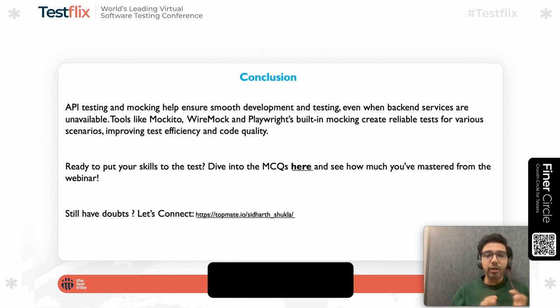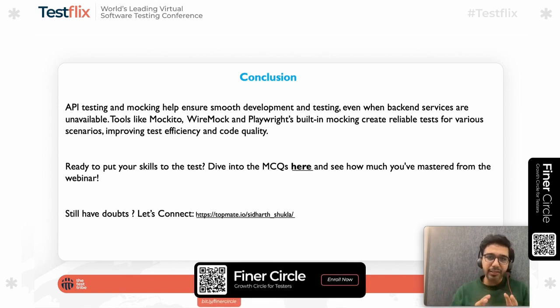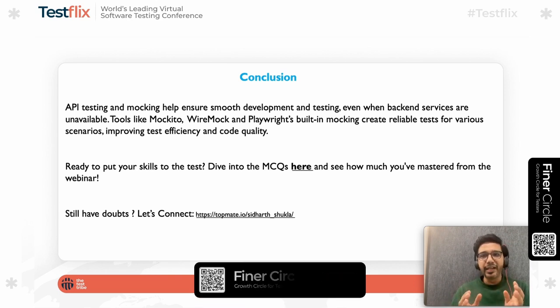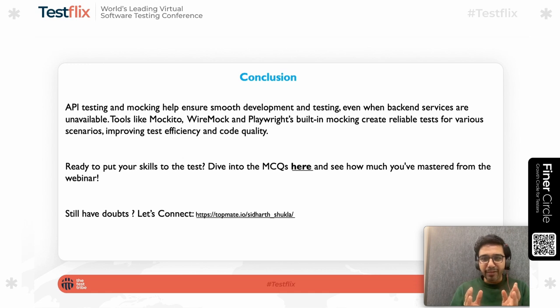But I hope you got a basic idea of where API testing comes in, where mocking comes in, and how we can do it with Playwright in a much easier way, and how it gives you different output from the regular one when we implement mocking in real time, right?